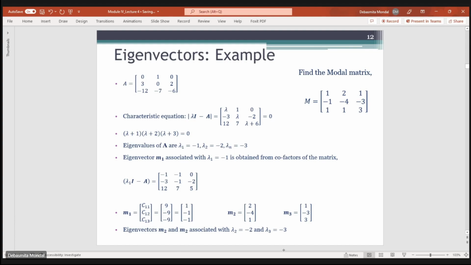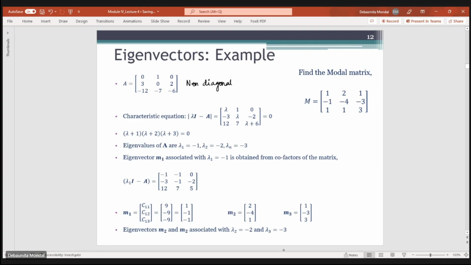Okay, so let's say you have been given a state equation such that the value of this matrix A is given by this. What you have to do is find the value of the modal matrix. This is a matrix which is not in diagonal form, so this is a non-diagonal matrix. By using the modal matrix, we can transform this non-diagonal matrix into a diagonal one. So you have to find the value of that modal matrix.